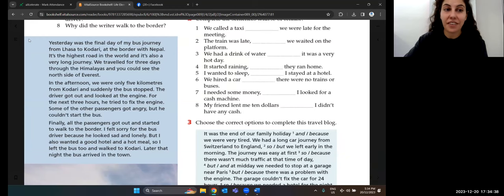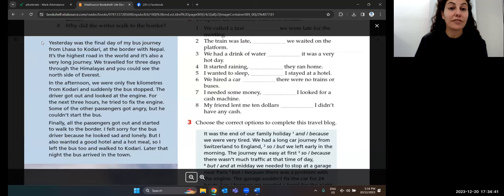Okay, so yesterday was the final day of my bus journey from Lhasa to Kodari at the border with Nepal. It's the highest road in the world. And it's also a very long journey. We traveled for 3 days through the Himalayas, and you could see the north side of Everest. In the afternoon, we were only 5 kilometers from Kodari.